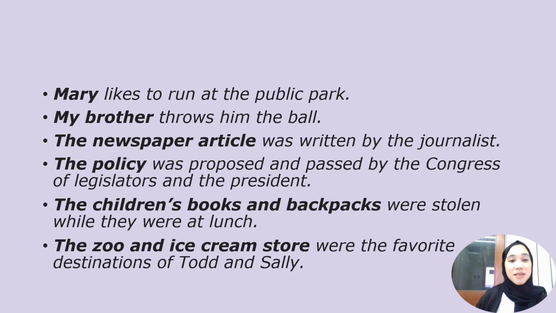Look at the sentences here. Mary likes to run at the public park. So who is the sentence about or what is the sentence about? The sentence is about Mary. So Mary is the subject. Likes to run at the public park is the predicate. My brother throws him the ball. So ask yourself, who is the sentence about? So the sentence is about my brother. So my brother is the subject. Throws him the ball is the predicate.